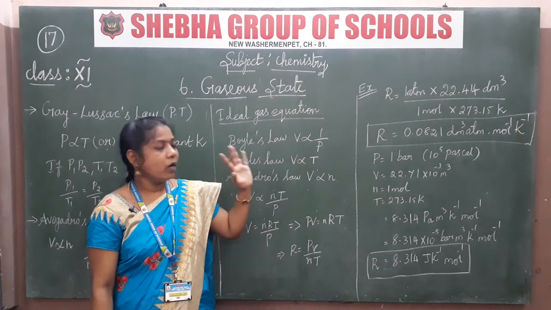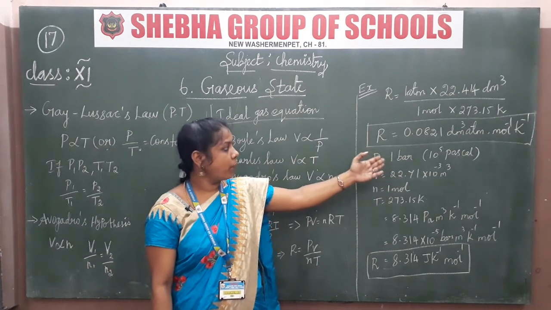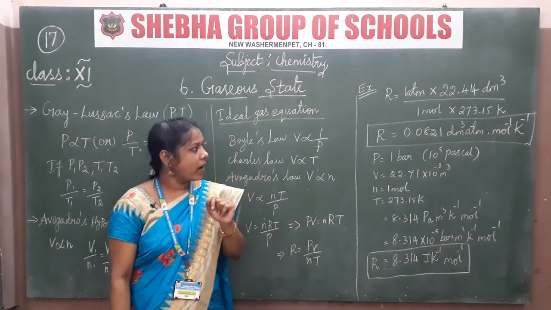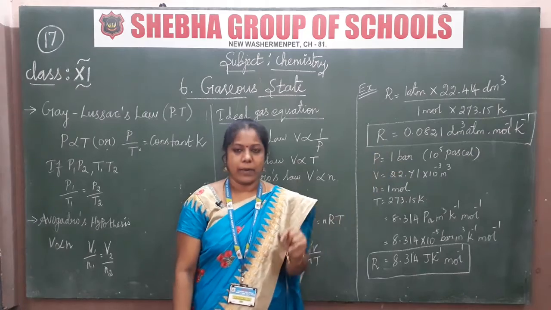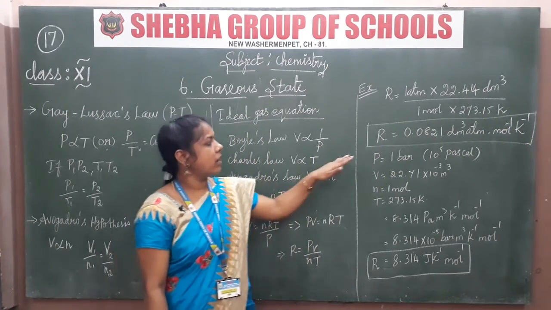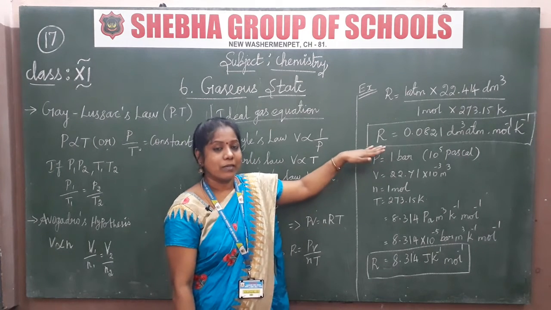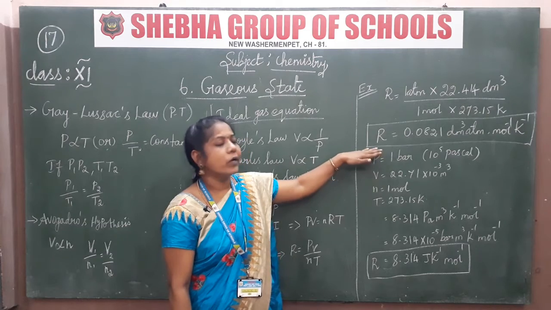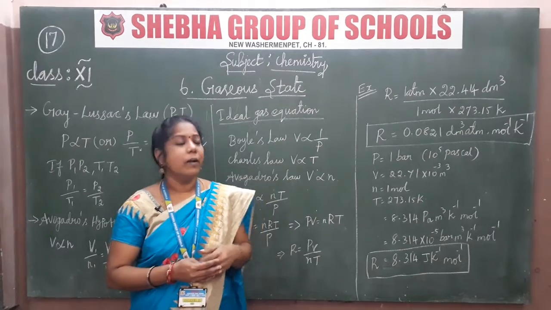So இந்த வேல்யூஸை நம்ம யூஸ் பண்ணி ஃபைண்ட் அவுட் பண்ணோம் அப்படின்னா நம்மளுக்கு என்ன வேல்யூஸ் கிடச்சிருக்கு? 0.0821 dm cube atmosphere mole minus 1 K minus 1, that is divided by mole and Kelvin. So this is that value for R, that is the ideal gas constant. But I am not going to stop at that value.